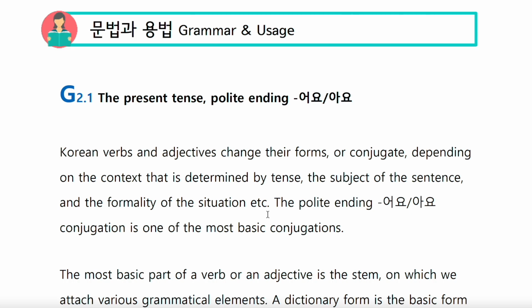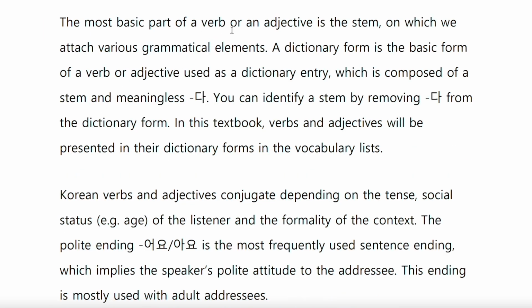that. The polite ending 어요, 아요 conjugation is one of the most basic conjugations. The most basic part of a verb or an adjective is the stem, on which we attach various grammatical elements. A dictionary form is the basic form of a verb or an adjective used as a dictionary entry, which is composed of a stem and meaningless 다.